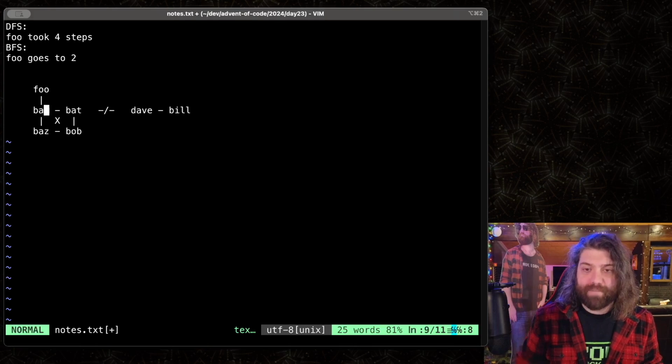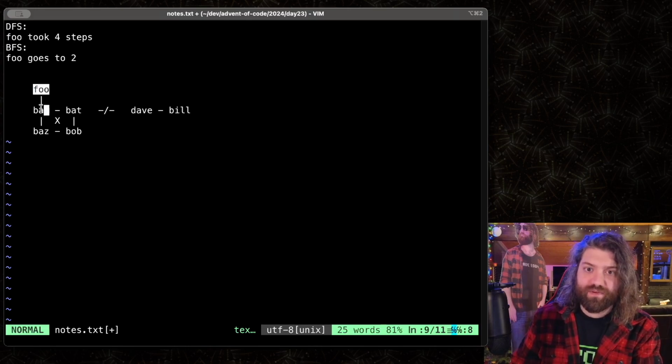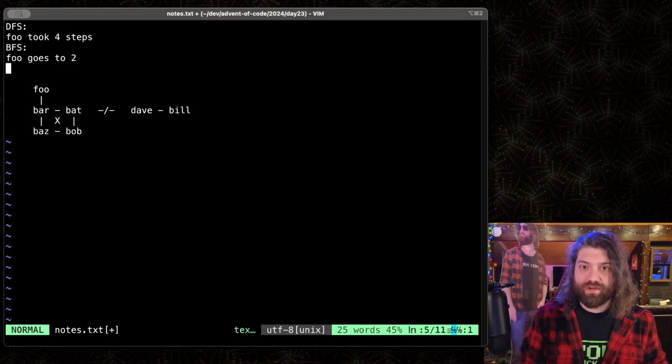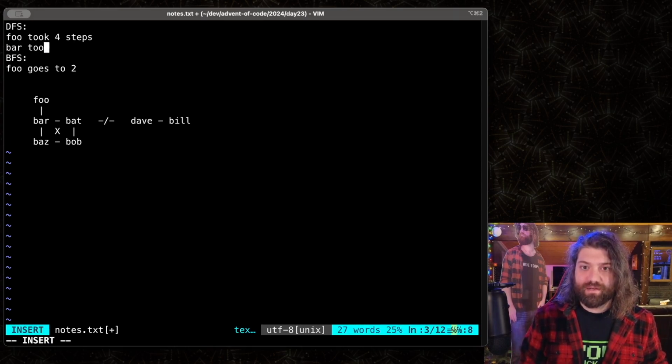What if we picked bar as our starting point? And we were to do DFS. We'd get to foo, that'd be 1, and that would fail. It wouldn't fail, we'd be done at 1. We'd go to bat, that'd be 1, 2, 3, and then it would encounter visited. So bar could take 3 steps max.